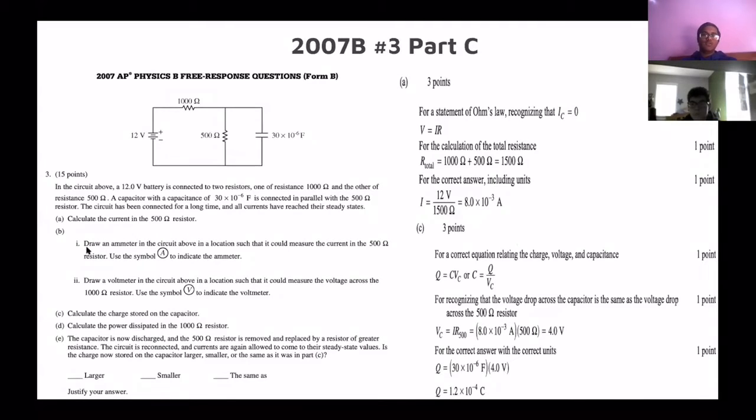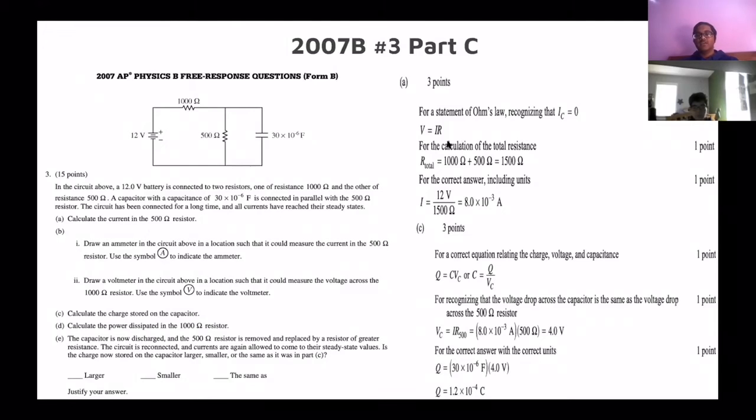So our first part, because our topic isn't really that much discussed in AP, we had to divide it up into parts. Our first part is from the 2007 AP, Form B, and it's Part C. But in order to do Part C, we also have to find Part A. Part A is asking for the current in the 500 ohm resistor.